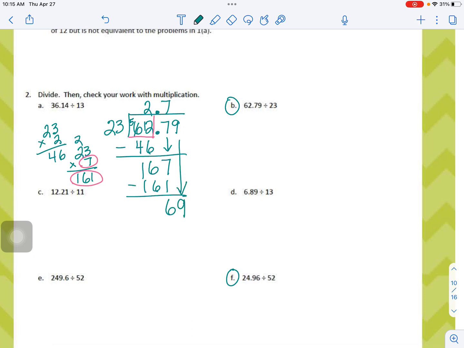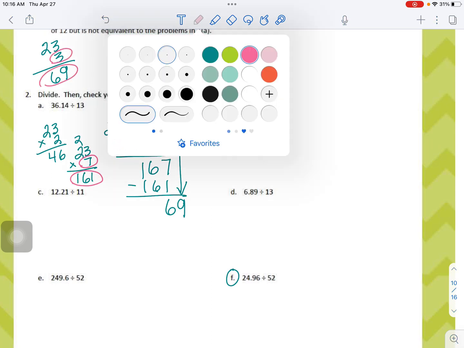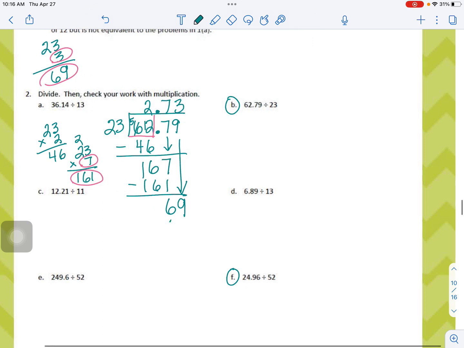Bring down my 9. Okay, so 23 times 2 is 46. Should I try a 3? Let's see. 23 times 3. Oops. That's going to be 69. So I'm going to use a 3 and a 69 in my division problem. Okay, so I love this when I get the perfect problem.